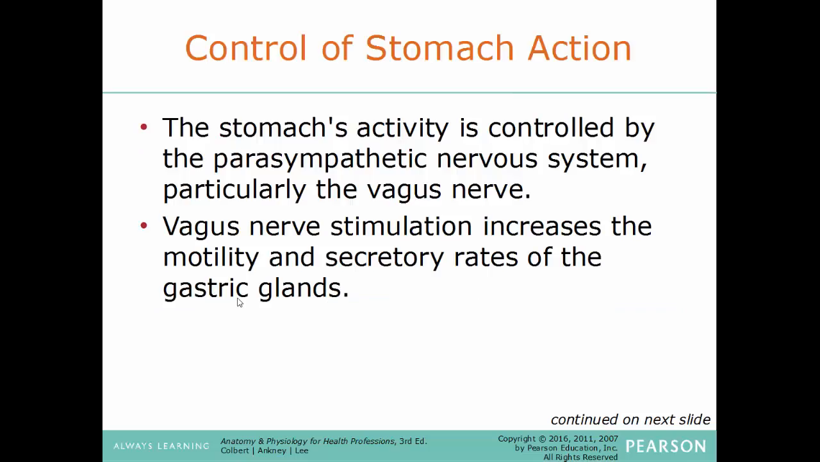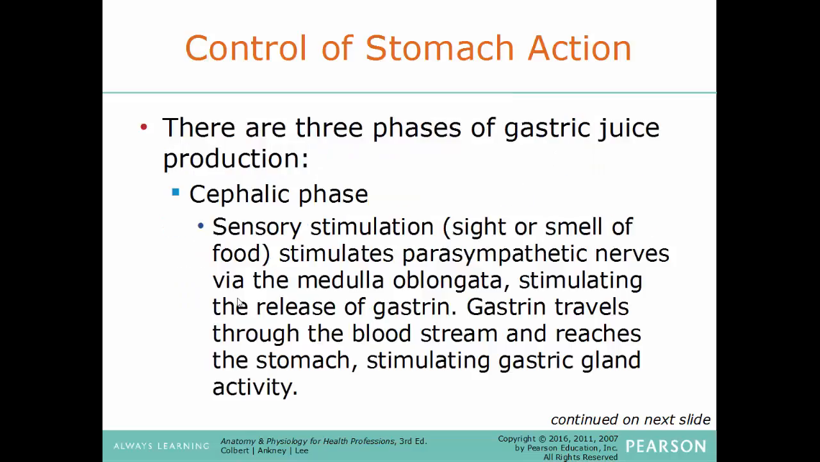Alright, now we'll move on to the control of the stomach action. Now, the stomach's activity is controlled by the parasympathetic nervous system, and in particular the vagus nerve. Now, the vagus nerve is what will increase the motility of the stomach and also the secretory rates of the gastric glands. Okay, there are 3 phases to gastric juice production.